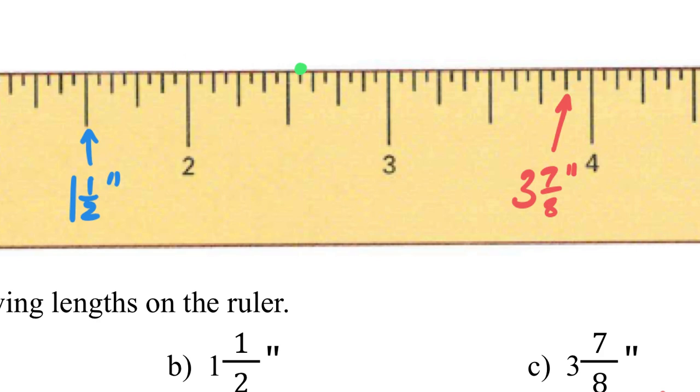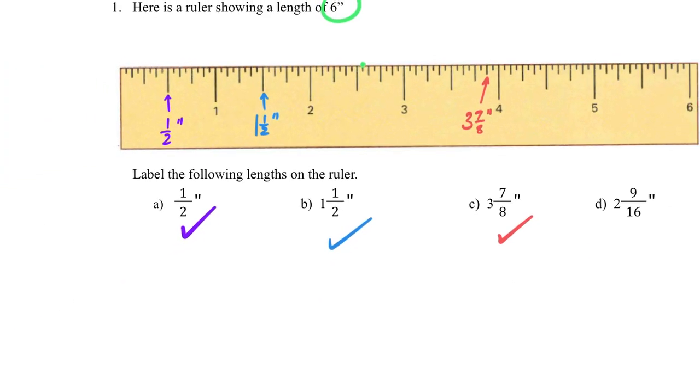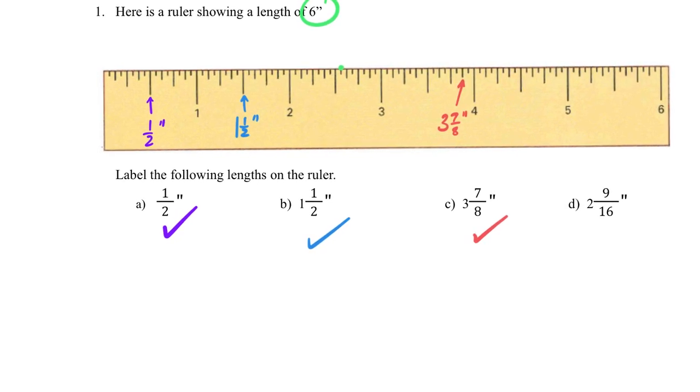So you can see that green dot is where I'm at for 2 9/16. So I'm just going to identify it, go to 2, jump ahead to 8, 9. I'm going to be very careful with my arrow. There is my 2 9/16.